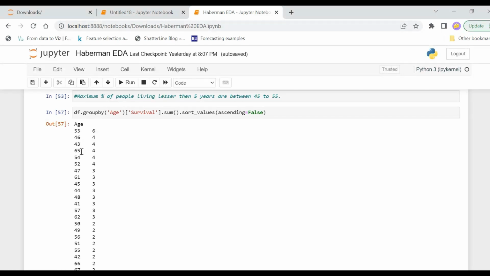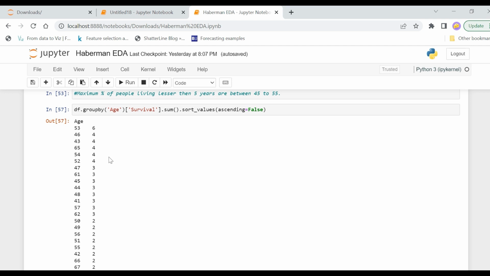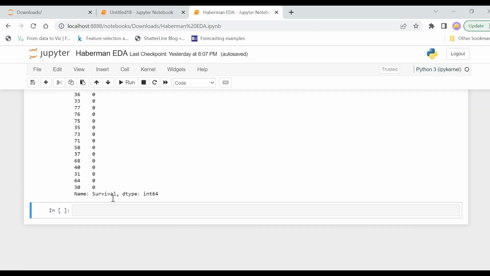46, 43, 65, 54. The range which I have seen here is from 45 to 55. There are maximum people between that. And if you see this range from here, 41, 48, 43, 61, 47, there will be more numbers between 45 to 55 in this case. And also you can take out the percentages.